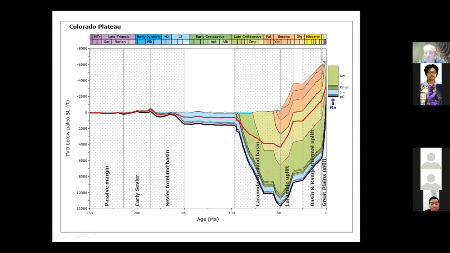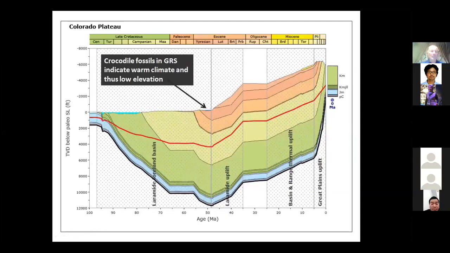But what I want to focus on here is this part, where you see it going up, you see a funny little yellow thing here, and then you see it stops going up and actually starts coming down. But we see the tectonic uplift continuing up to present day. So what's going on here? Well, again, crocodile fossils in the Green River Shale indicate a warm climate, mean annual surface temperature not lower than 23 degrees, and therefore low elevation.